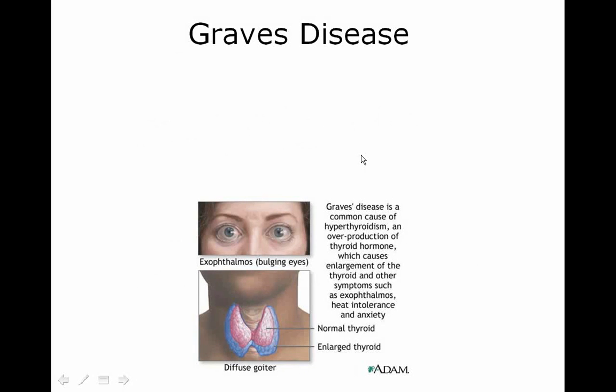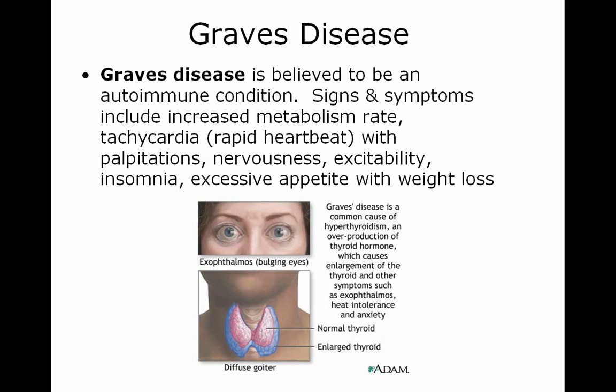Okay, Graves' disease. And the first thing I have pictured on the slide and what you see in the book is a picture of someone that has exophthalmos. Their eyes bulge, literally their eyes protrude outward. Graves' disease is an overproduction of thyroid hormone, which causes enlargement of the thyroid and other symptoms such as exophthalmos and heat intolerance. The person, instead of being cold all the time, they're hot all the time with Graves' disease.